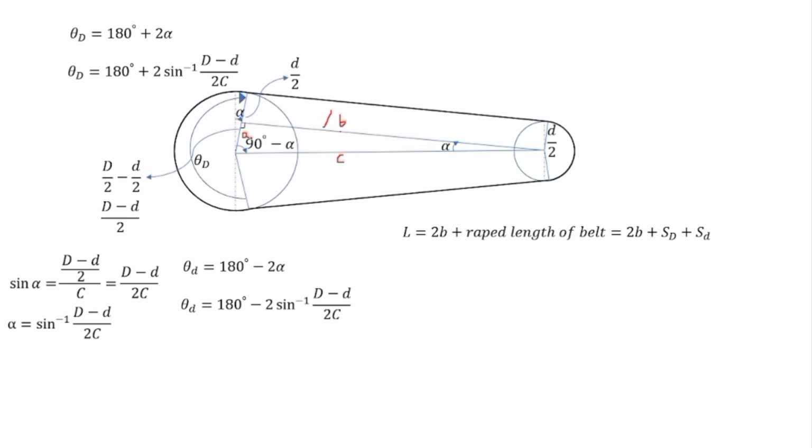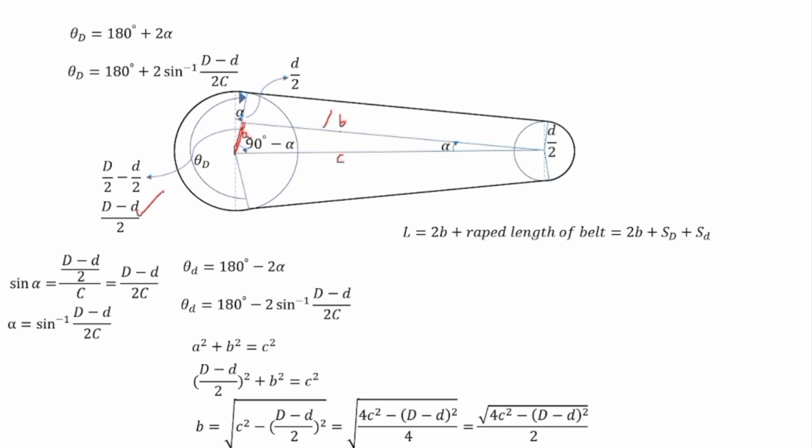And as you know, from the Pythagoras theorem, perpendicular square plus base square is equal to hypotenuse square. So first of all, put the value of a. As you know, this a was equal to capital D minus small d divided by 2. So put this value and rearrange this formula for b. It is going to give you b is equal to under root c square minus (capital D minus small d divided by 2) whole square.